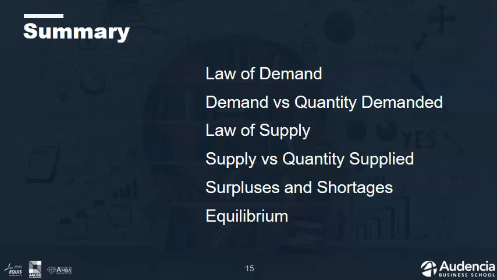So in this short video, we've covered the law of demand. We've explained the difference between the demand schedule and demand curve and the quantity demanded at each point on that demand curve. We've looked at the law of supply. We've covered the difference between the supply curve, supply schedule, and the quantity supplied at each price, so the different points on that curve. We've looked quickly at what is a surplus and a shortage, and we've understood the concept of equilibrium.